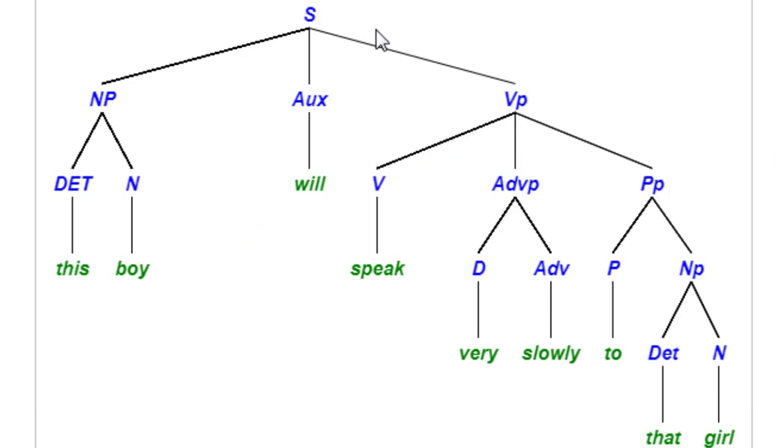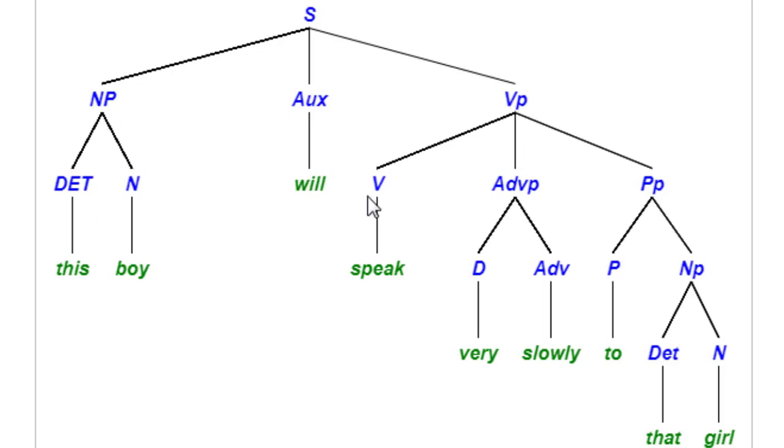"This boy will speak very slowly to that girl." So let's try to draw the phrase structure tree together. The phrase structure rule of this sentence is going to look like this. The sentence contains a noun phrase, auxiliary, and verb phrase. The noun phrase contains a determiner and a noun. The determiner is "this," the noun is "boy," and the auxiliary is "will."